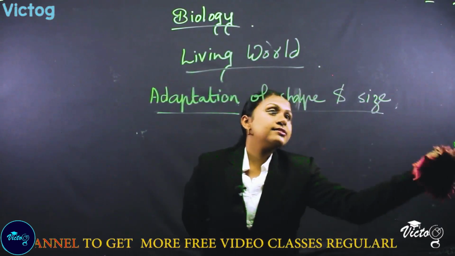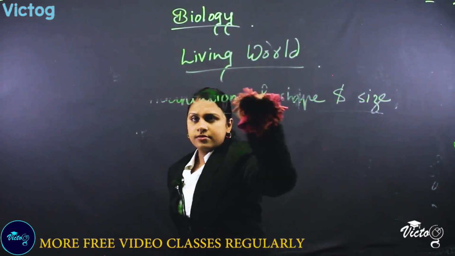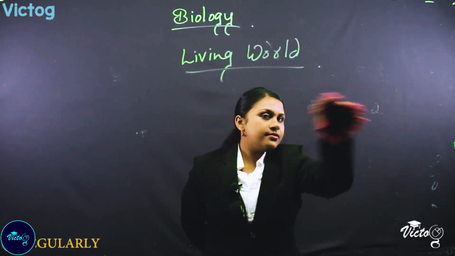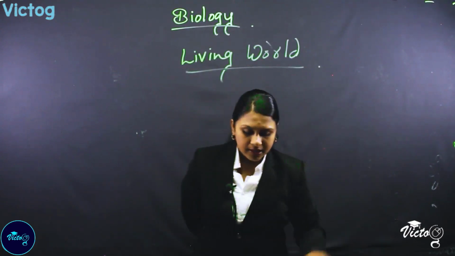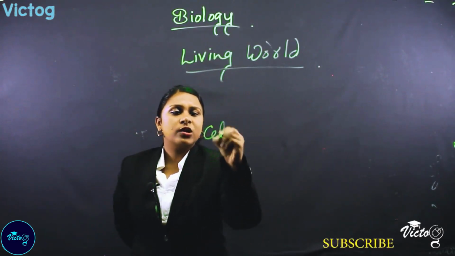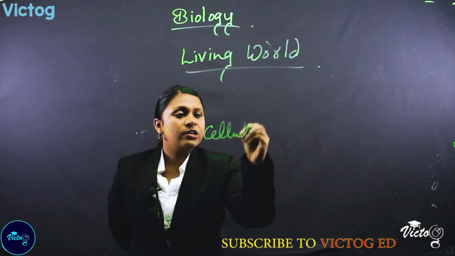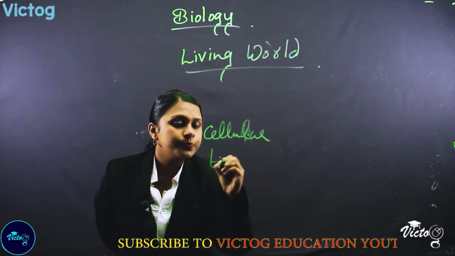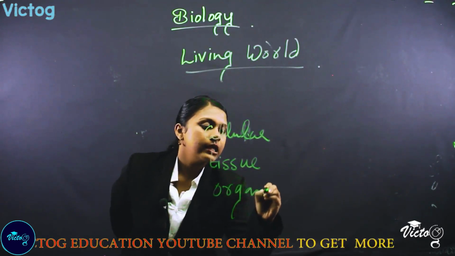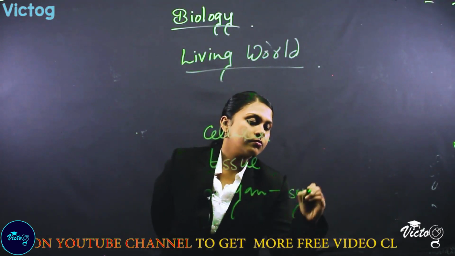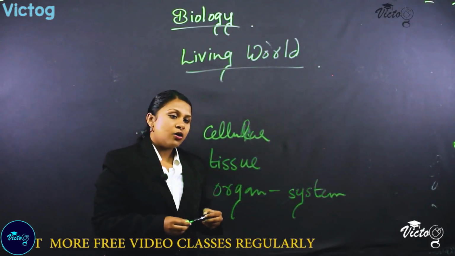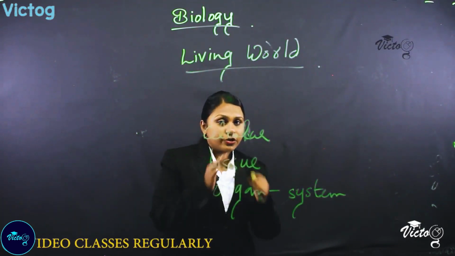What is that? It is organization. You know what is organization? Yeah, you are familiar with that thing. Then what are the types of organization you are familiar with? It is cellular, tissue, organ, system, etc. Okay, these are the types of organization you are familiar with.